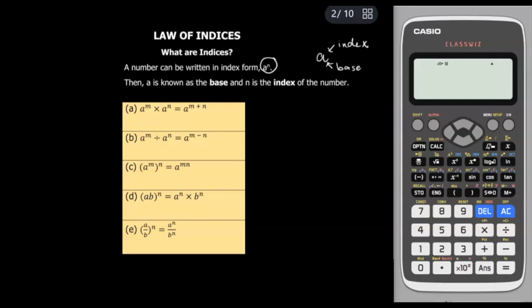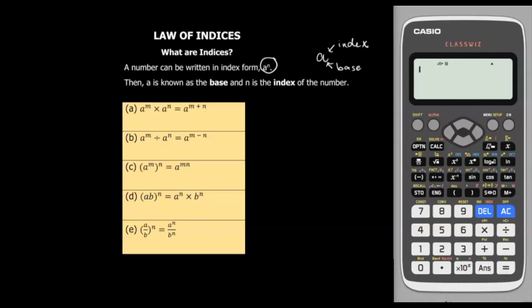Okay, so let's look at these laws of indices. So a power m times a power n is equals to a power m plus n. So if it's times, when we want to combine under one base, we plus the power. Therefore b, a power m divided by a power n is equals to a power m minus n. So if it's divide, when we want to combine under one base, we minus the power, m minus n.